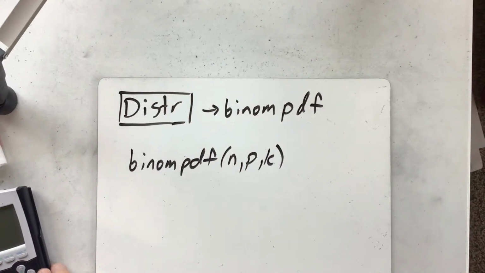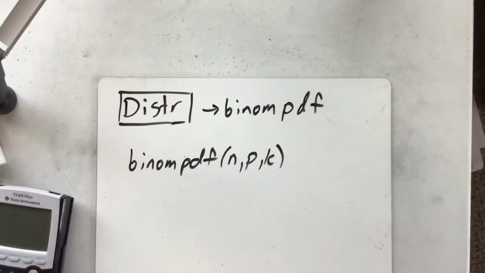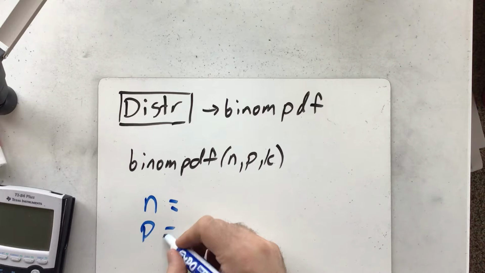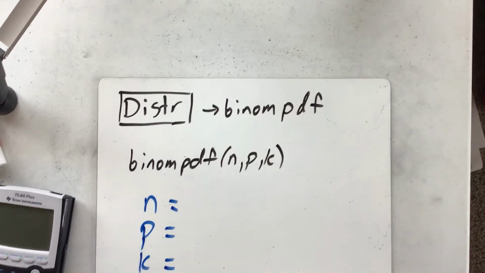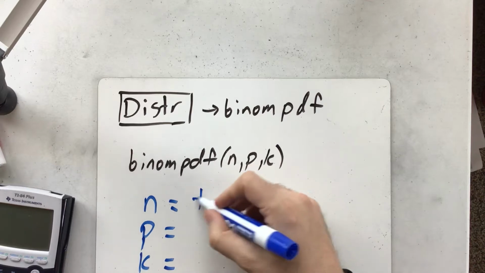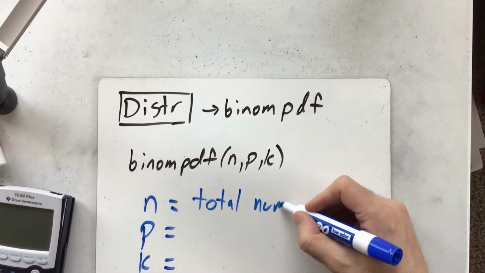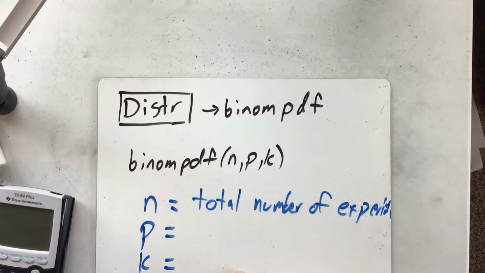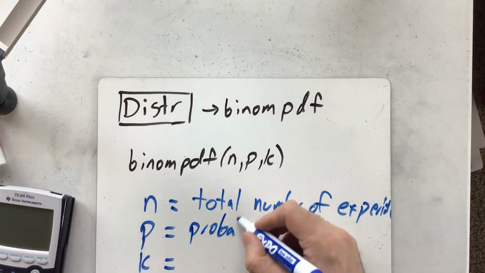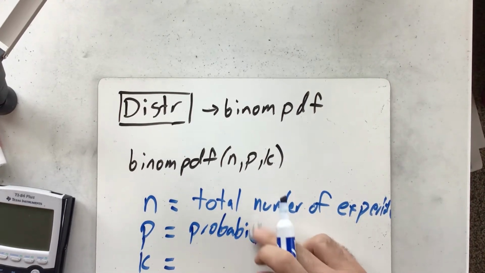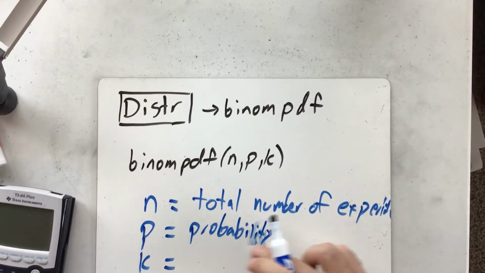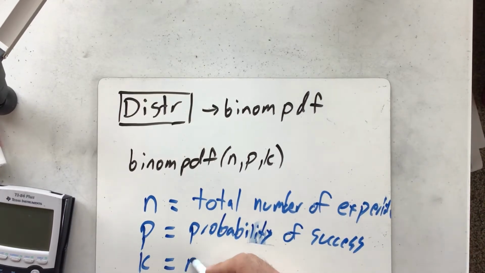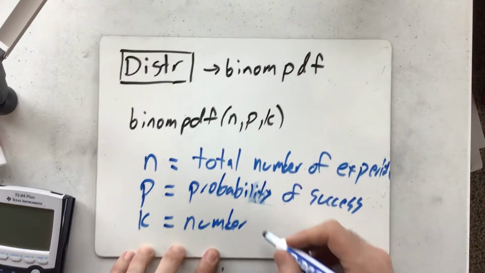So we'll go to binomial PDF, and that PDF is going to have 3 things that need to be entered. We need to enter N, we need to enter P, and we need to enter K. N is the total number of experiments. P is the probability of success for each experiment. And K is the number of successes.